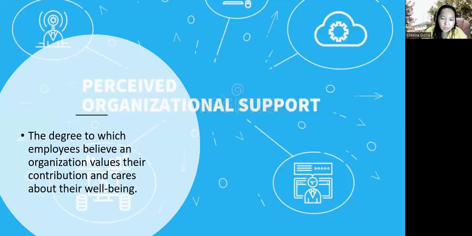So another thing here is perceived organizational support, the degree to which employees believe the organization values their contribution and cares about their well-being, which is our goal talaga. Magkaroon ng perception na yung mga rewards are fair, when employees have the power to voice their decisions, at supportive yung mga employer natin.